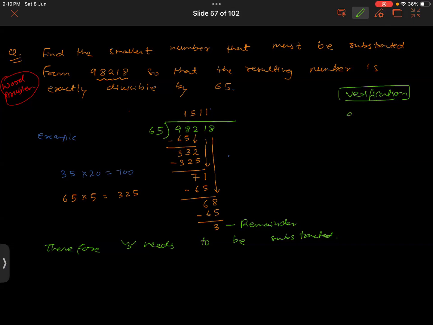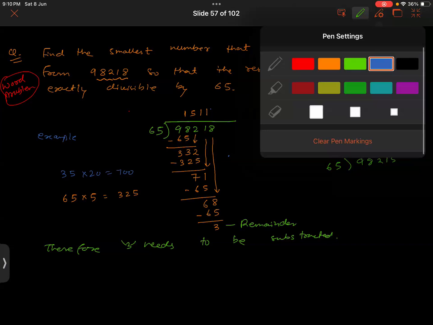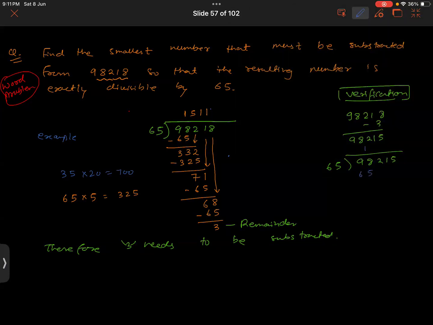So 98,218 subtract 3 from this, that becomes 98,215. Now, after having divided it with 65, you'd be getting the remainder as 0. We can check that also. 65 ones are 65. That is 33. Bring this down over here. That is 65. Fives are 325. That is 7. Bring this down. 65 ones are 65. Right now, again, this 5 will come down. Getting it, guys? 65 ones are 65. Now, finally, the remainder is 0.